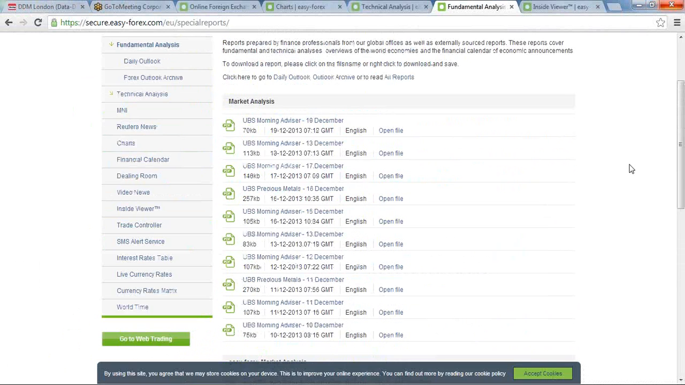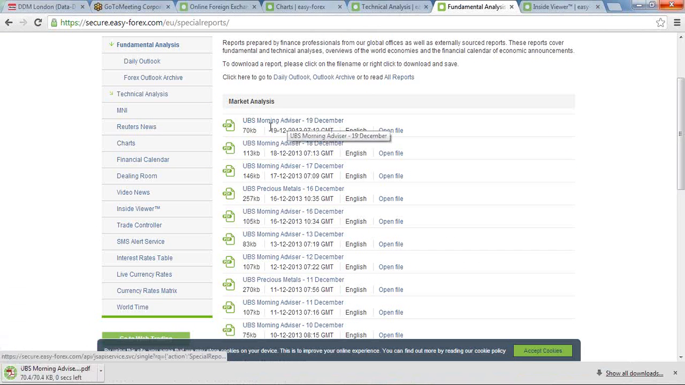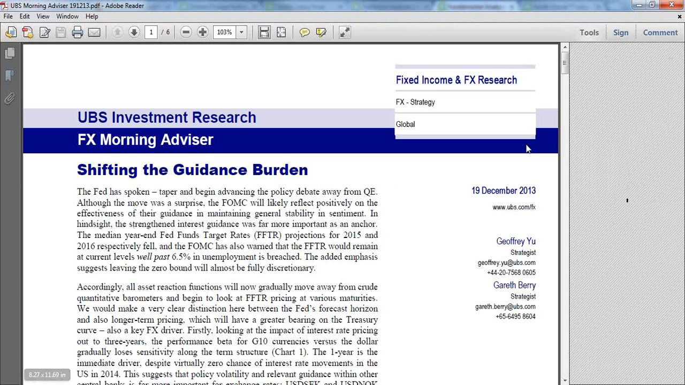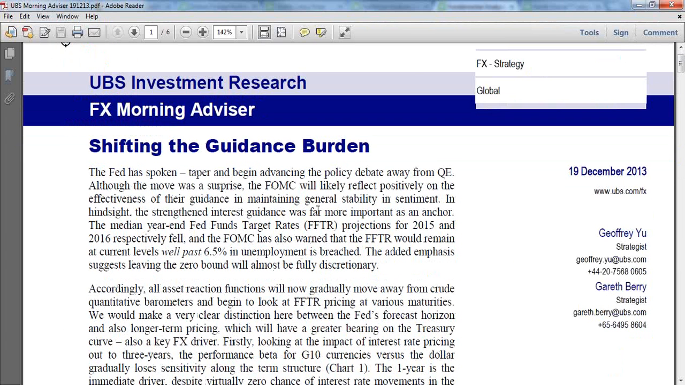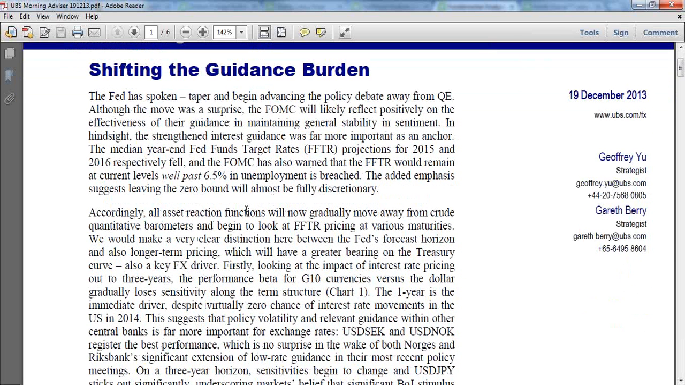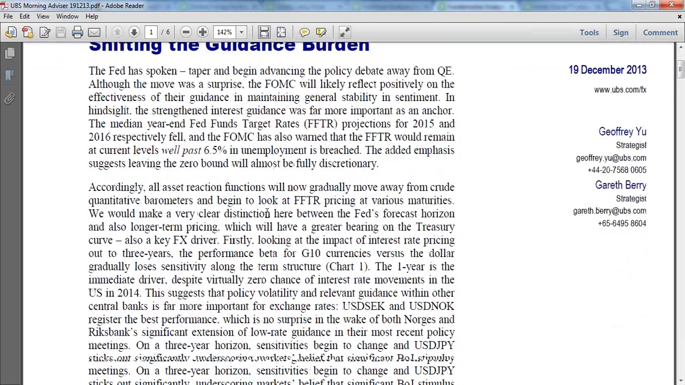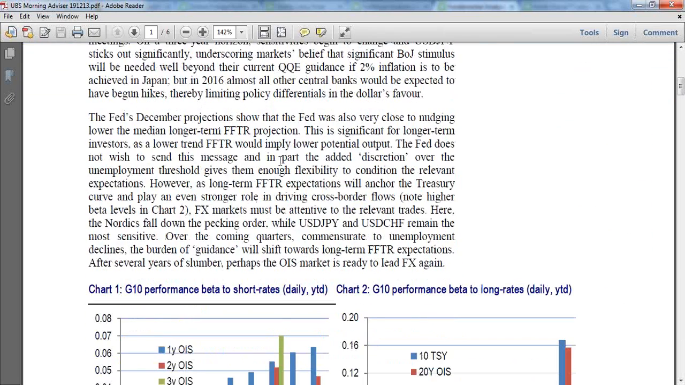We also have one which I'm going to use here, UBS Morning Advisor. So UBS, Union Bank of Switzerland, one of the top investment banks in the world, kindly give us every morning their report on what is happening in the market. It gives you an overview of what made the market move yesterday. So it's talking about the FOMC minutes, which is I think Bernanke's sort of final hurrah as the Fed chairman. What happened to the market?